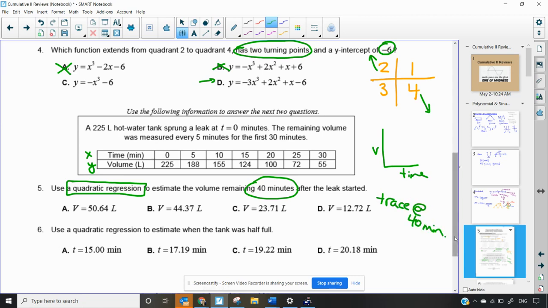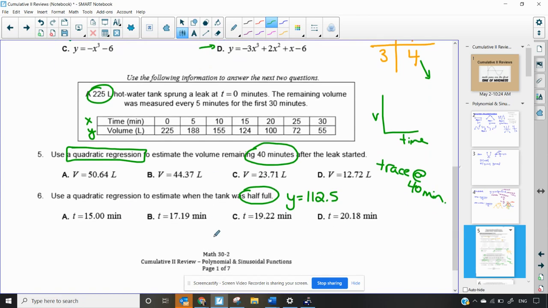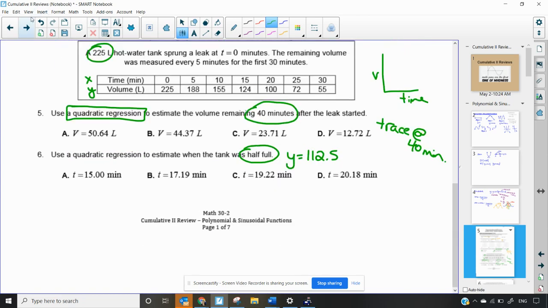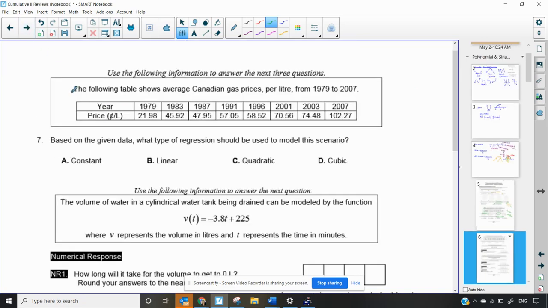Okay. And then we're asked to figure out when the tank is half full. Well, that's going to be our volume. If the original volume is 225, then we would look for half of that. So we'd look for half of 225, which is 112.5. And because that's a y value, we would draw a line at y equals 112.5, and we would intersect to find our x value, or in this case, t value for time.